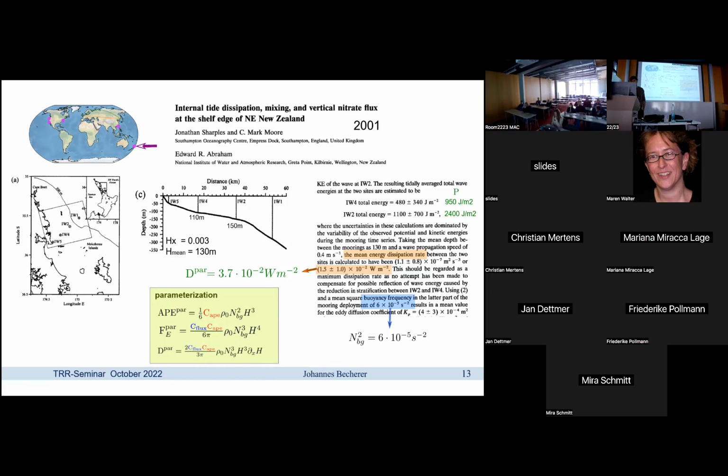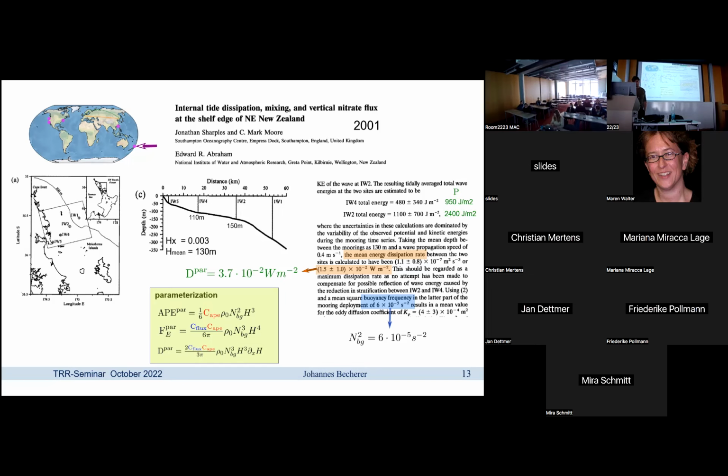For instance, here, 950 joules per square meter at this mooring, compared to their 500 joules per square meter. Okay, we are a little bit too high, but only by a factor of 2 still. And the same for this mooring here. We have 1,100, we get 2,400. So it seems to work fairly well. I mean, we're a little bit off. It could probably be explained with some tuning of this parameter.